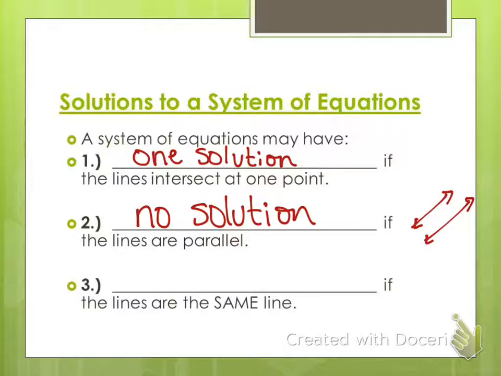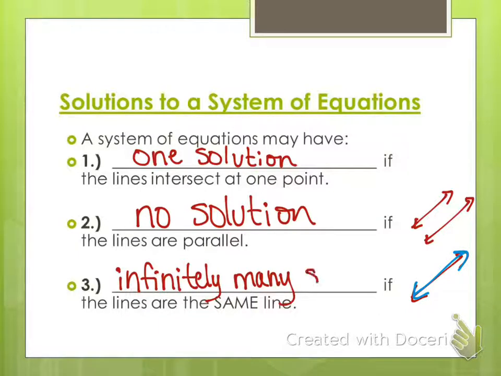Finally, if your lines are exactly the same line, meaning you go to your coordinate plane and you graph one of them, and you go to graph the other line, and it's the same exact line on top of the last one that you made. If it's the same exact line twice, there are infinitely many solutions. Infinitely many solutions. Because that means that every single point that is on the line is a solution.